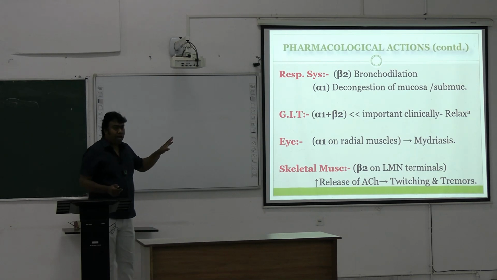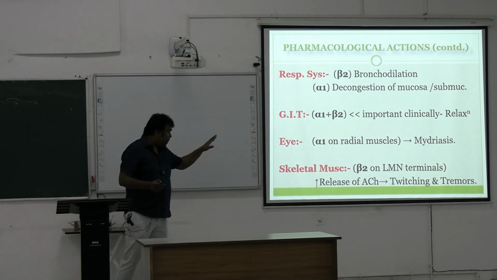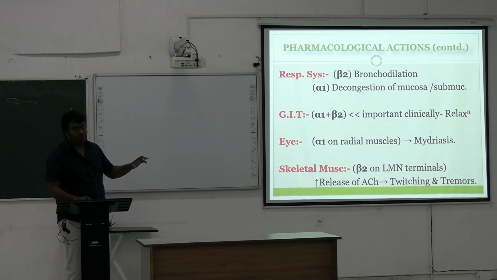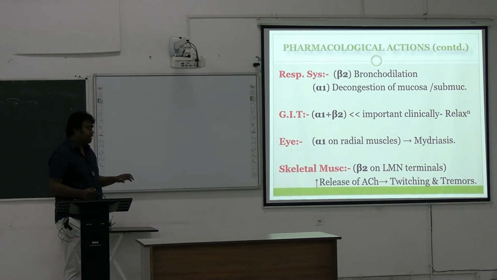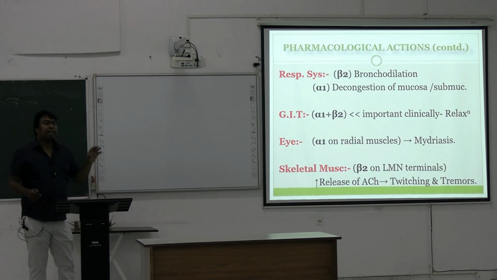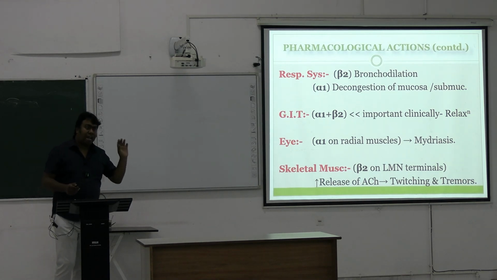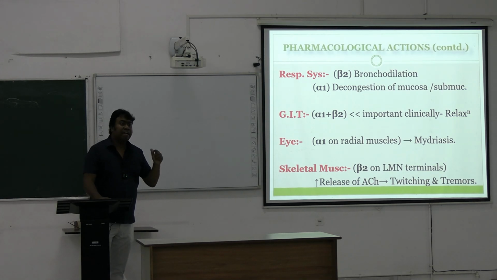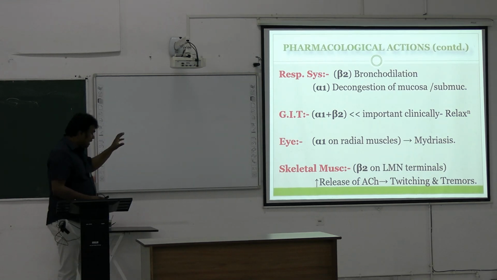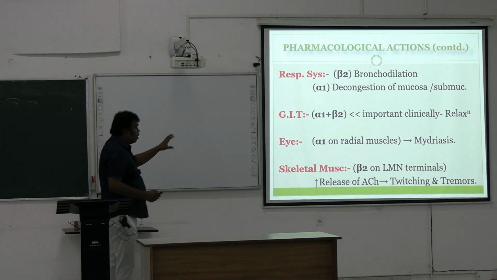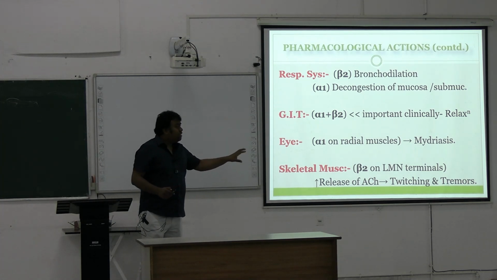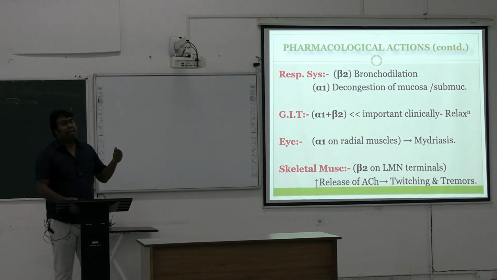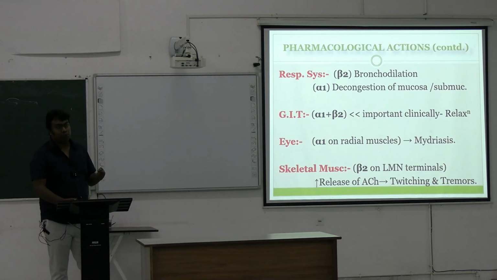In the GIT, both alpha and beta 2 receptors are present, and it is not clinically important, but there is a relaxation of the smooth muscle of the GIT. In the eye, in the radial muscle, alpha 1 receptor is present, and mydriasis occurs. Mydriasis means dilatation of the pupil. In skeletal muscle, beta 2 can cause tremor and twitching. It is a side effect of salbutamol.